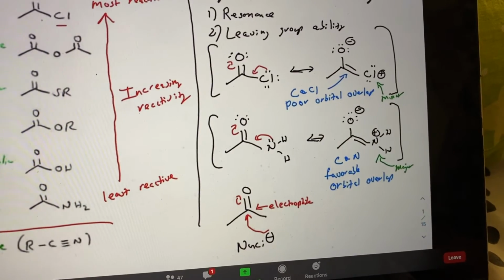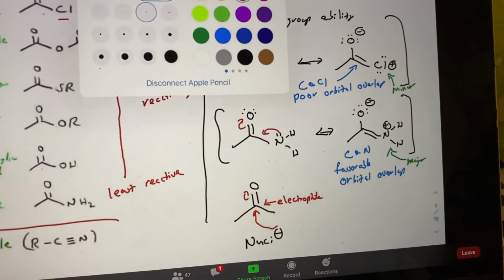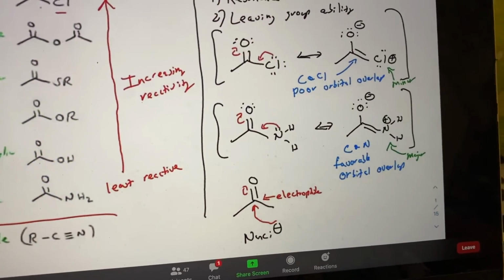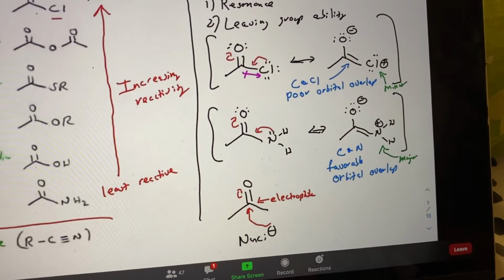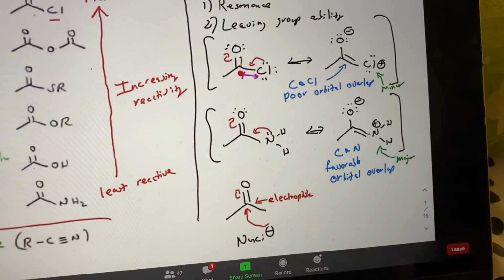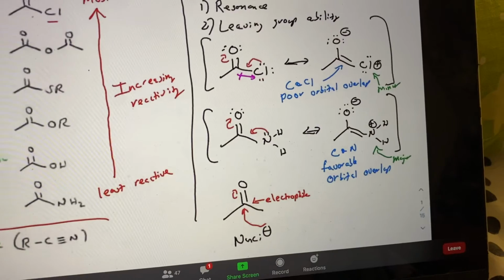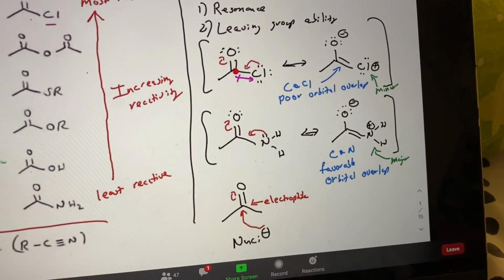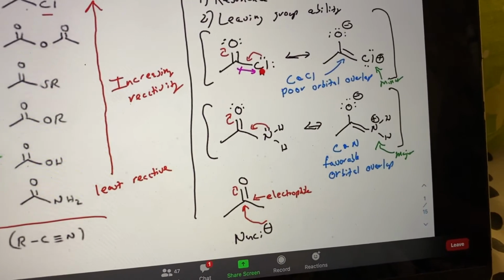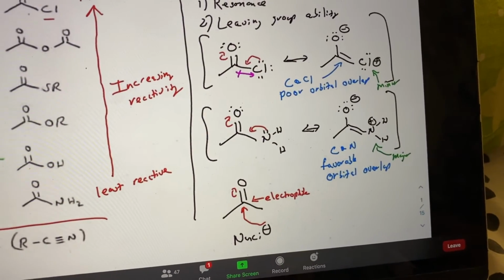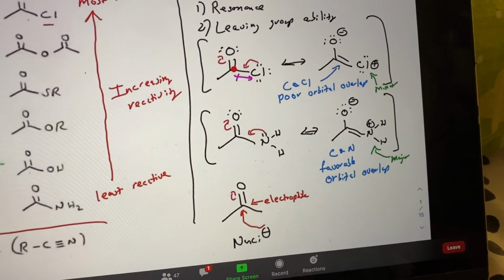The chlorine, however, is highly electronegative. So why don't we use this magenta color? It's pulling electron density away from that carbon. So instead of donating through resonance, it's actually pulling electron density away through induction. And the electronegativity difference of carbon and chlorine is going to be bigger than carbon and nitrogen. So that means this is really making that carbon even more electrophilic, more reactive overall. So that should increase the reactivity of this.